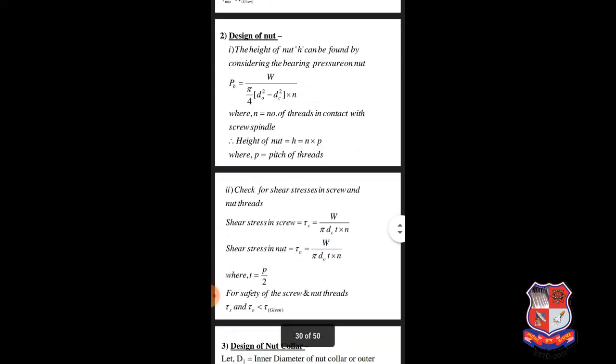Next is the design of nut. The height of nut can be found by considering the bearing pressure on the nut. Pb equals W by pi by 4 (do square minus dc square) into n, where n is the number of threads. Height of nut H equals n p, where p is the pitch of threads. Checking for shear stress in screw and nut: shear stress in screw tau s, shear stress in nut tau n is given by the corresponding equations, and for safety tau s and tau n should be less than tau given.